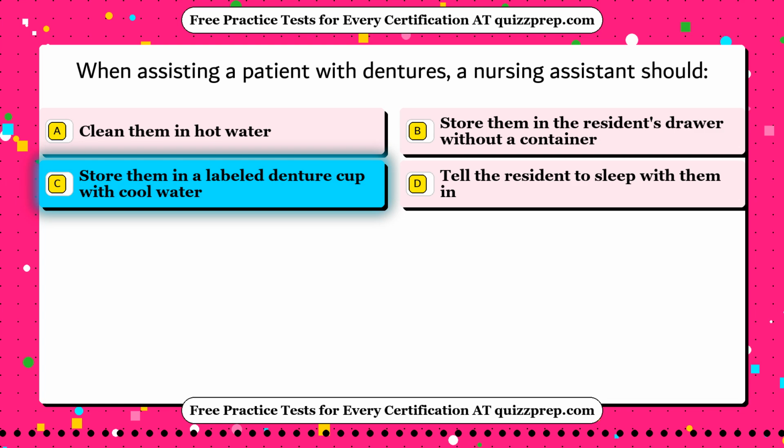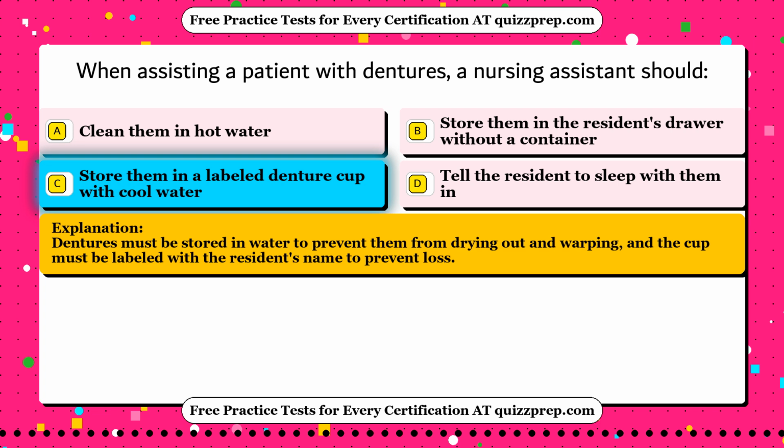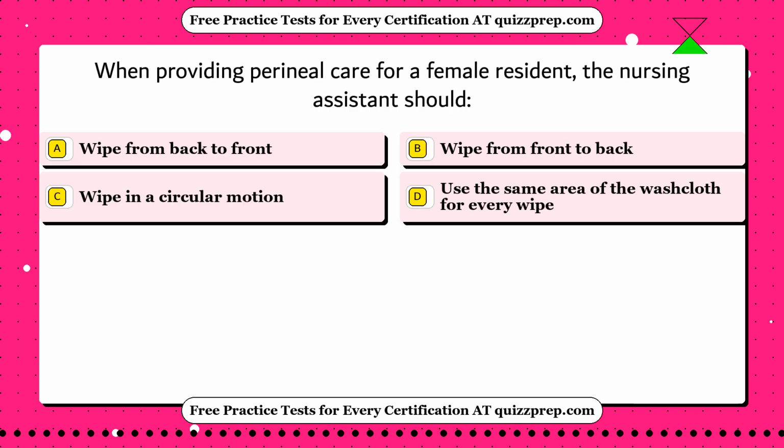The correct answer is option C. Store them in a labeled denture cup with cool water. Dentures must be stored in water to prevent them from drying out and warping, and the cup must be labeled with the resident's name to prevent loss. Question 15. When providing perineal care for a female resident, the nursing assistant should: Option A.